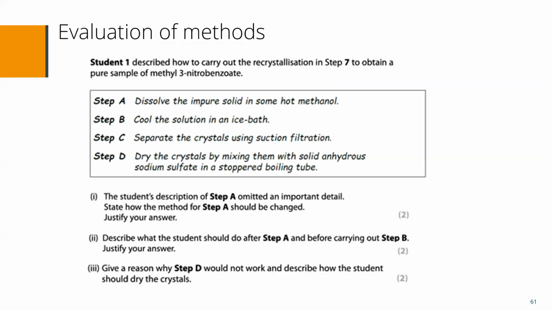Okay, there's an evaluation of method one. The student's description of step A omitted important details, state how the method for step A could be changed and justify your answer. So in other words, looking at the particular method that has been given and then evaluating what's good and what's not so good about it and answering the questions on it.